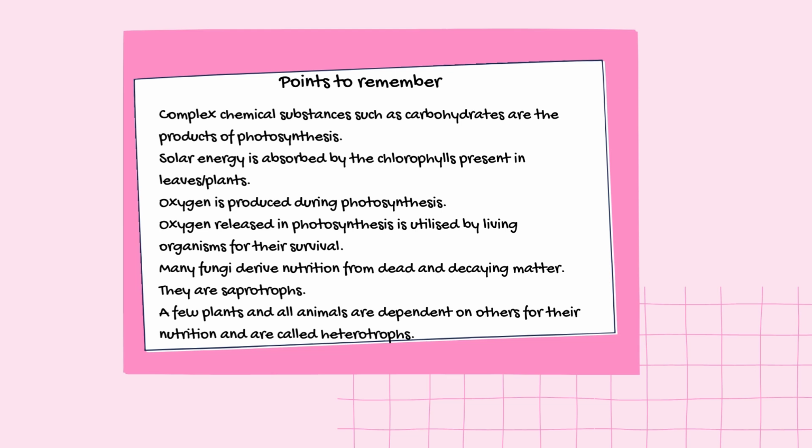Oxygen released in photosynthesis is utilized by living organisms for their survival. Many fungi derive nutrition from dead and decaying matter. They are saprotrophs. A few plants and all animals are dependent on others for their nutrition and are called heterotrophs.